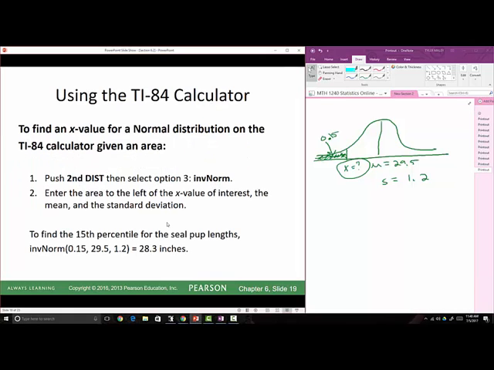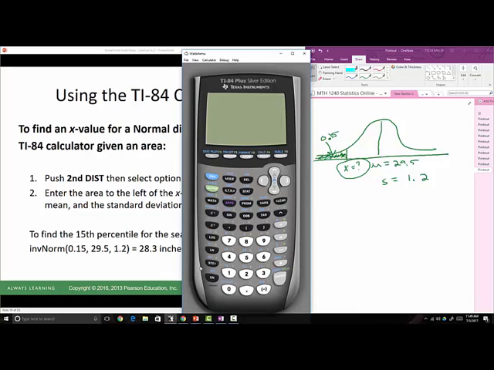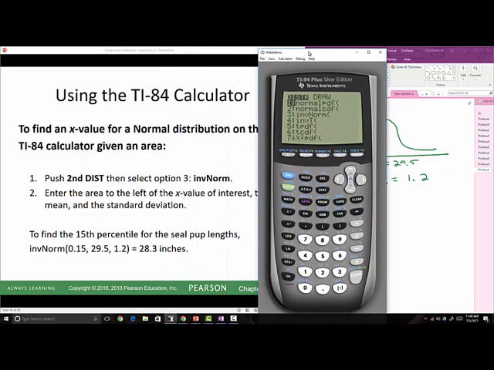With the TI-84 graphing calculator, you can follow these steps. We still do second distribution, and then you pick the option where it's inverse norm. Then we enter the area to the left of the x value of interest, the mean, and the standard deviation. Let me open up my graphing calculator. I turn it on first, second distribution, and then we want inverse norm, which is option 3. You can just hit 3, or we can scroll down and hit enter.